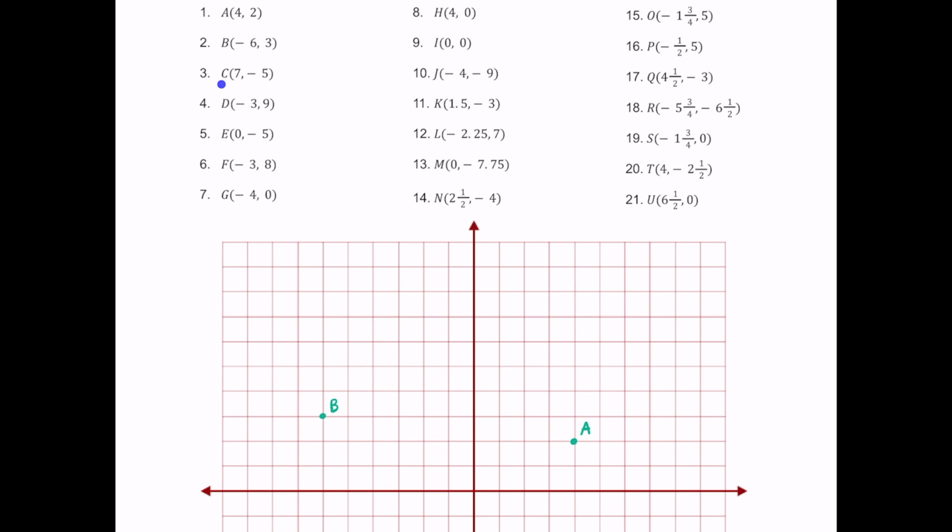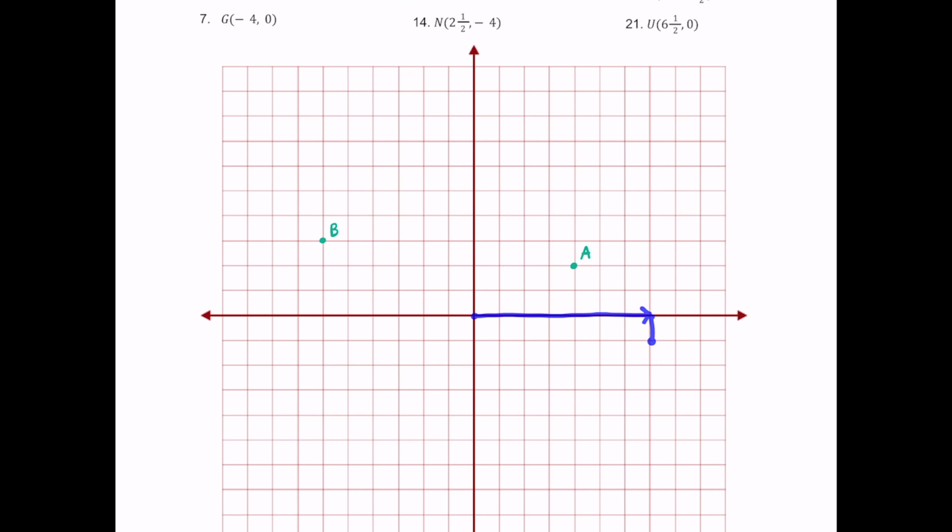For point C, we have 7, -5. So again, start at the origin here. The 7 means move 7 units to the right. So let's move 7 this way. And then that -5 is really telling us that we're going to move down 5 units. So let's move down 1, 2, 3, 4, 5. So this is where point C is going to be located over in quadrant 4. So we can go ahead and put a dot here and call that point C.